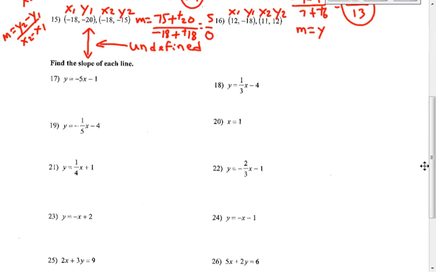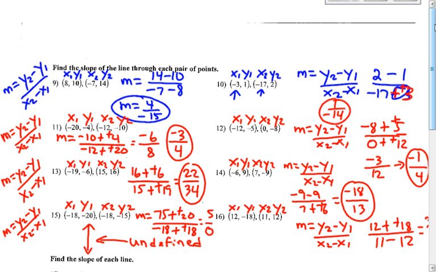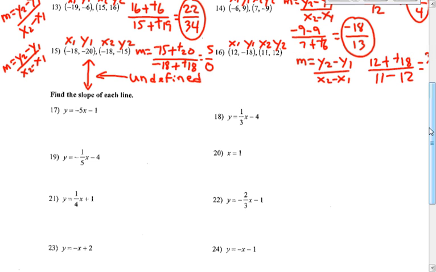Labeling the next one and writing down the formula. Now I'm going to substitute the numbers in. y2 is 12. y1 is negative 18. x2 is 11. x1 is 12. Oops, there we go. I knew that was going to happen. 30 over negative 1. So m for this last one is negative 30.